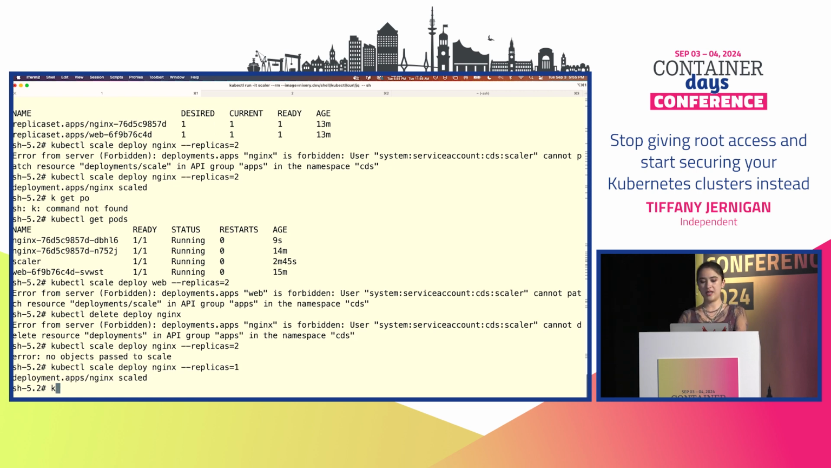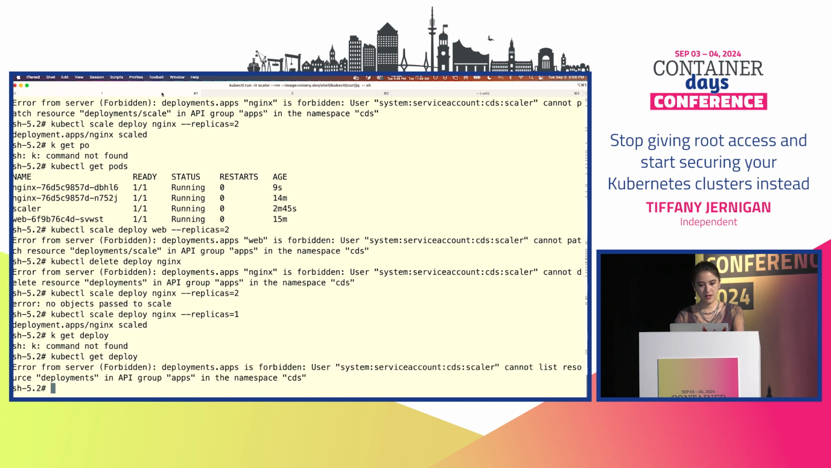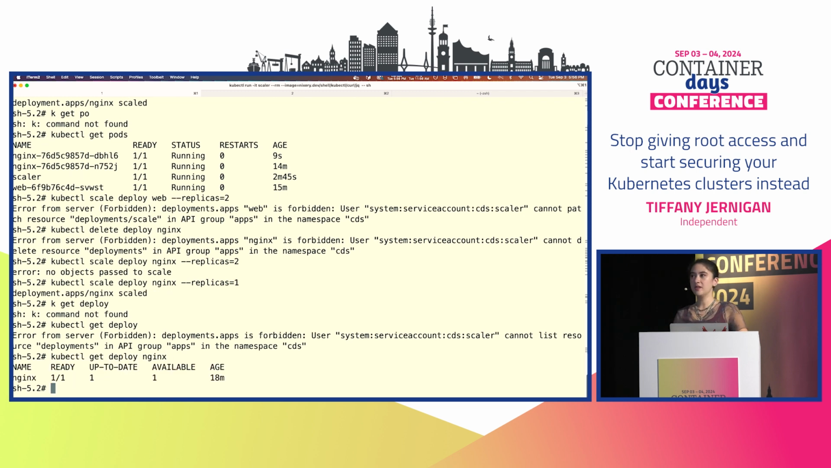So now we can see that we can even just look at kubectl get deploy. So, oh my goodness. There we go. Okay, so basically now we can see that we're able to scale it. But yeah, basically it's just instead of taking away permissions, giving people as little permissions as they possibly need in order to do the things that they should be doing.